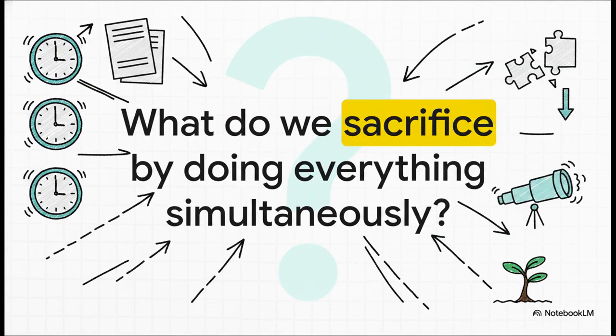Our culture kind of worships the cult of multitasking, doesn't it? We try to do everything at once to conquer time. But as we've seen today, whether it's a high-stakes police lineup, a massive AI model, or just your own daily workflow, simultaneous action often sacrifices accuracy and adaptability. So I'll leave you with this. In a world obsessed with doing it all right now, what are we sacrificing by rushing to do everything simultaneously?